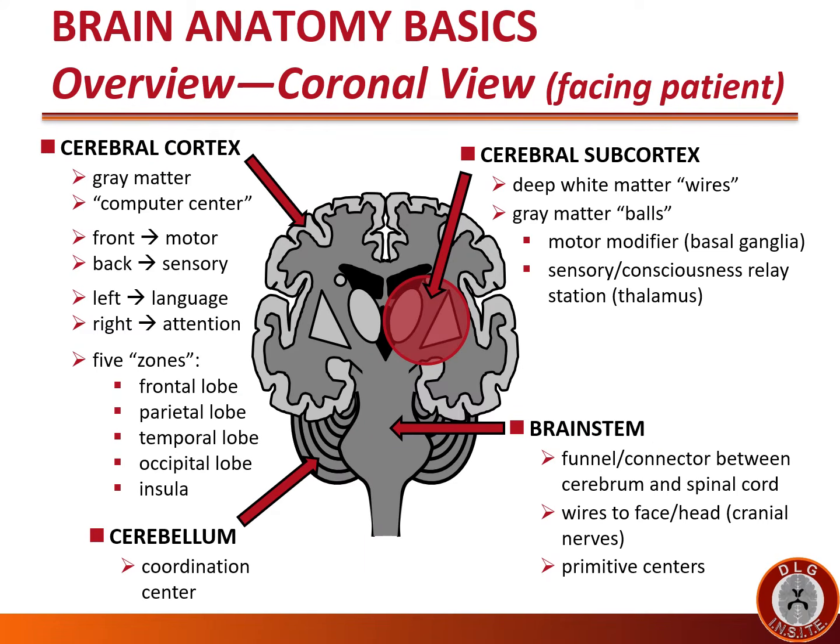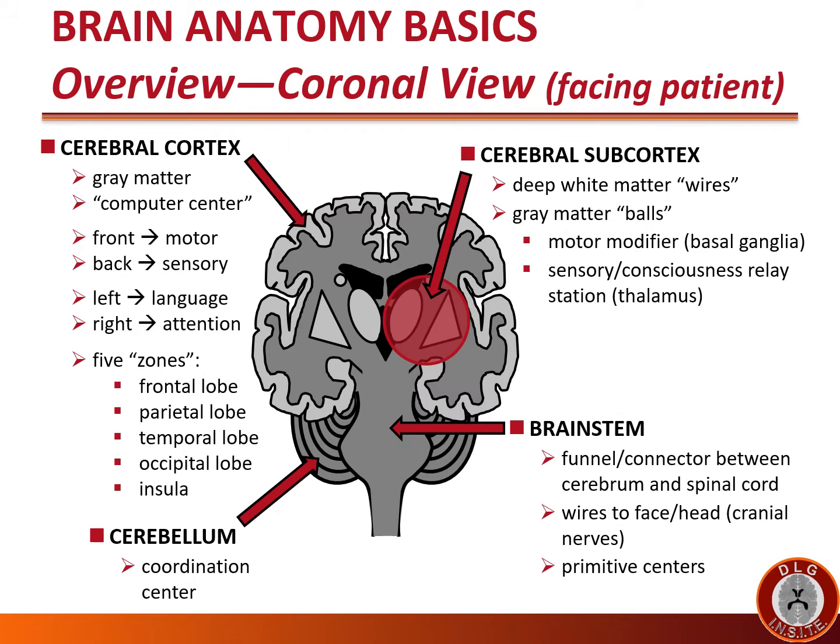In this image of the brain seen from a coronal view, that is, say, facing the patient, we see the four main areas: the cerebral cortex, the cerebral subcortex, the brainstem, and the cerebellum. The cerebral cortex, the outer layer of the cerebrum, is made of gray matter, densely packed neuronal nuclei. And it is a computer center, the center for reasoning or voluntary movements or voluntary activities.